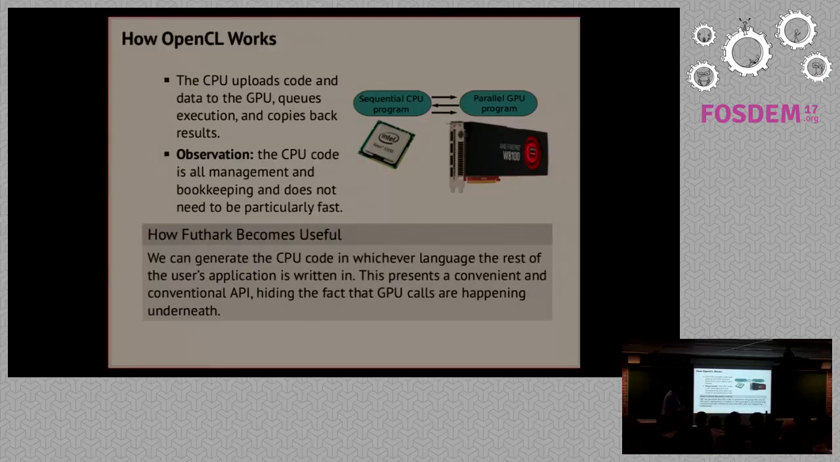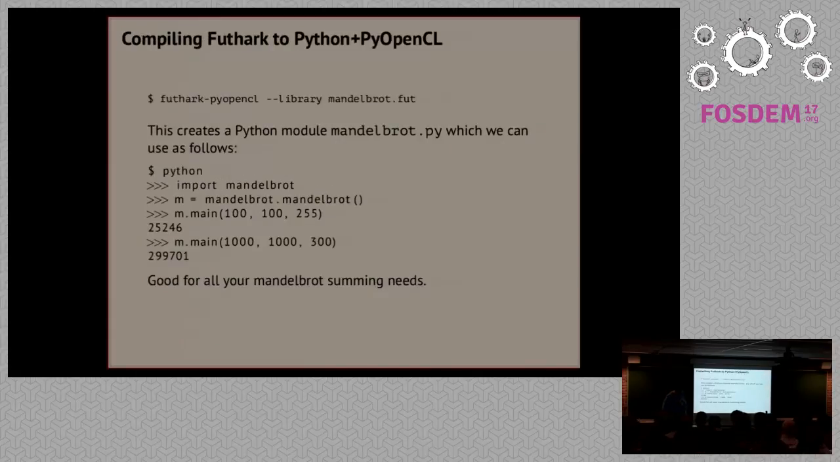So the way we've done this is that we have added a code generator where the host-level code, the CPU-level code, is written in Python. So this compiler generates Python that internally makes calls to this OpenCL library to upload code and data to the GPU. You just use a different compiler called futhark-pyopencl, and you ask it to create a library, and then it produces a Python module, mandelbrot.py, which from the outside looks like any ordinary Python module.